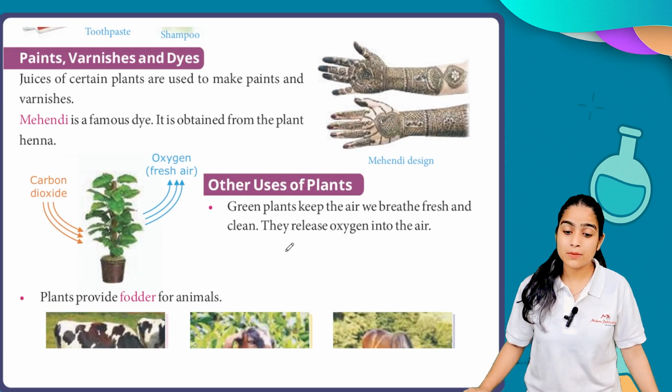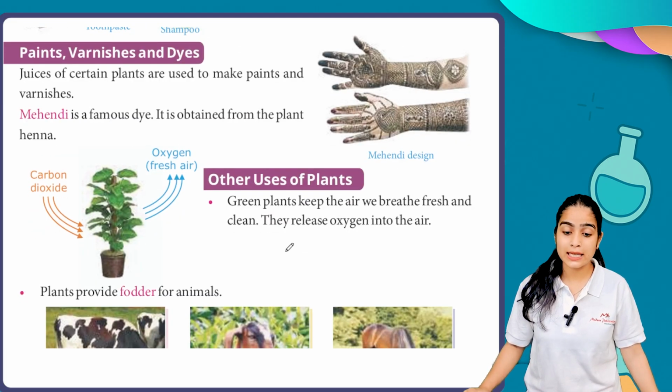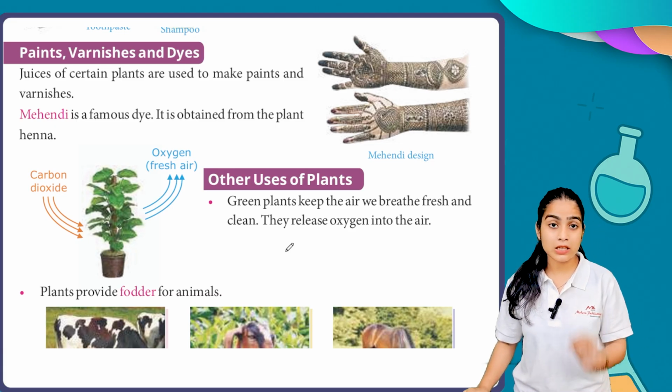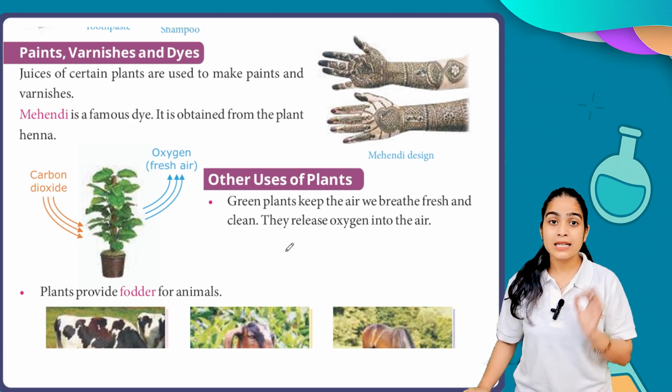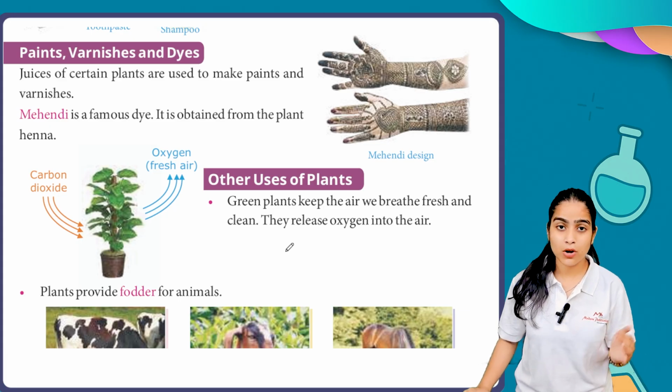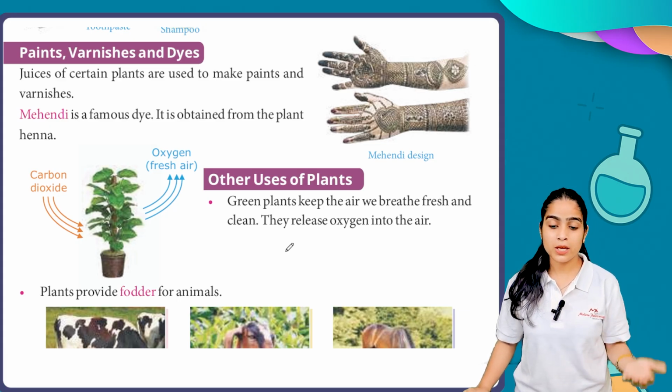Green plants keep the air we breathe fresh and clean. They release oxygen into the air. The most important thing we get from plants is oxygen, because if we have no oxygen, it means we are dead. We are not able to breathe.